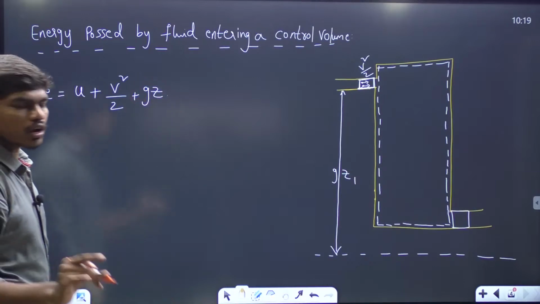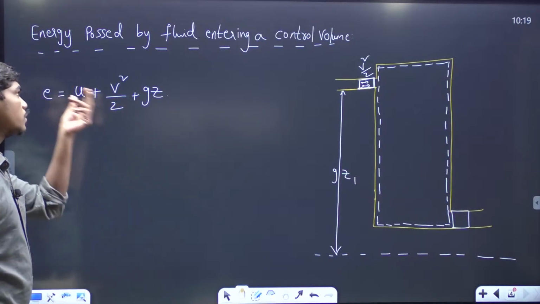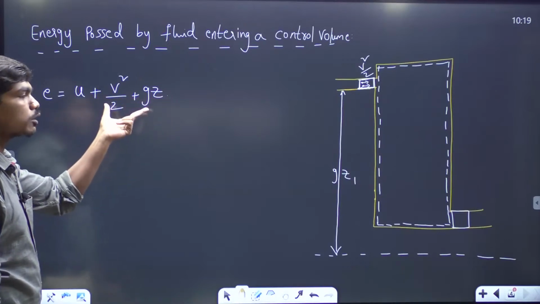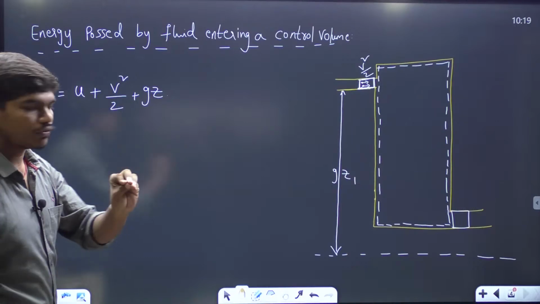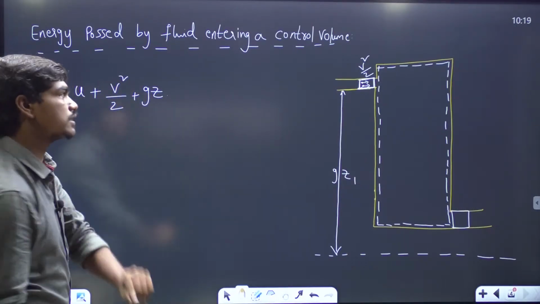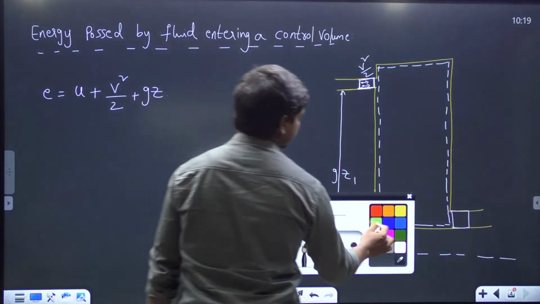Correct? Now, along with this, there is one more important energy that this fluid carries. See, this is known to you: internal energy plus macroscopic kinetic energy plus potential energy. So these two are macroscopic energies, and this U corresponds to the internal energy that is within the system. So if you see, all these three are present. Along with these three, there is one more type of energy that is present. See here. Now, we'll define what that is.